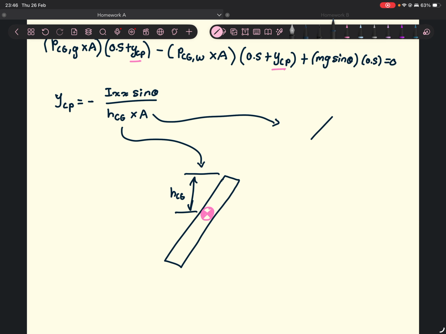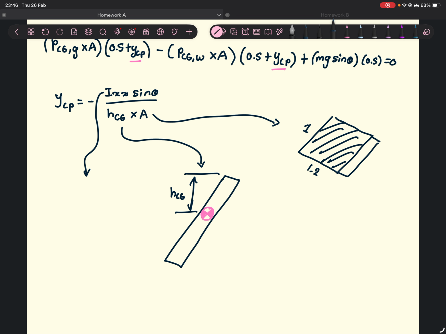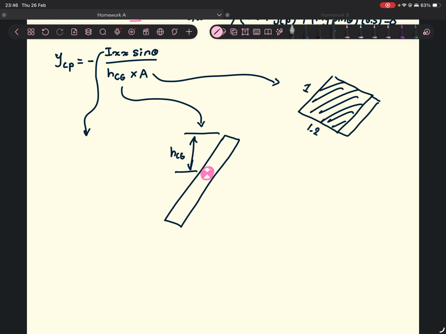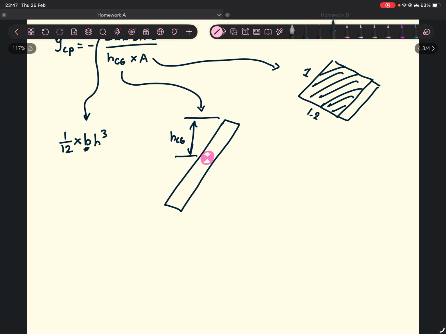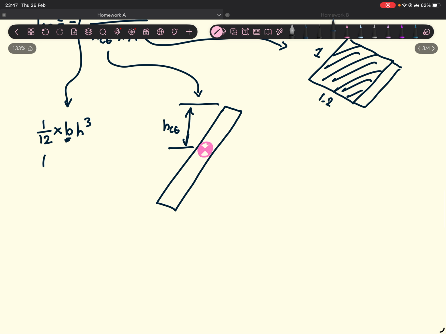So again, if I draw it in 3D, it's going to be this area here. Okay, so this is 1.2, that's 1. So your area is 1.2 times 1. And then your moment of inertia is going to be, the formula for the area moment of inertia is 1/12 times b h cubed, right? The base, or b, is going to be this 1.2. So it's the dimension that goes into the page. And then the h is going to be the 1. So it's basically the length or the height of the object. Okay, so this is going to become 1/12 times 1.2 times 1 cubed.